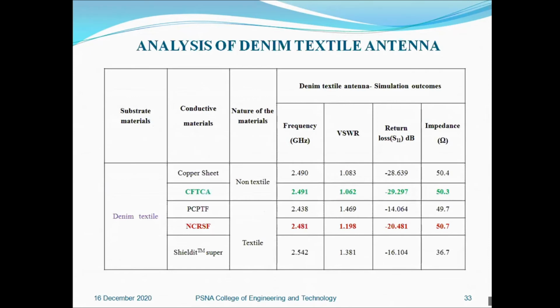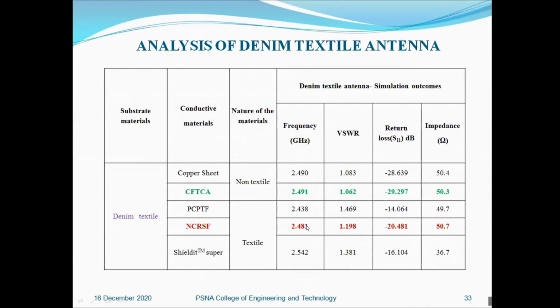So what are all the analyses, I'll show you a sample analysis. Then you will move to the measurement part. In the sample, denim material is taken as the substrate material, and the conductive material, which may be of any type, is compared; copper sheet is selected. These are all the conducting materials available. The first two are non-textile, the last three are textile material. The frequency for all is the ISM band, for example, medical band.